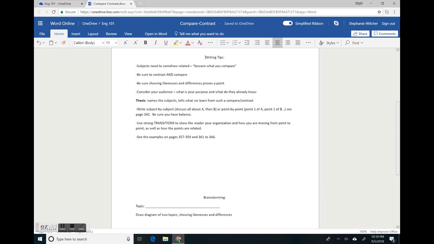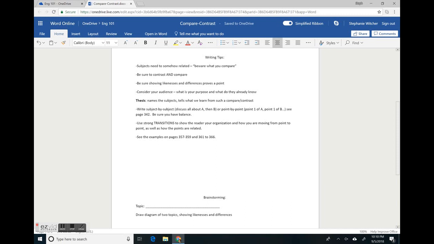Okay. Also, you need to consider your audience. What is your purpose? Are you convincing us that these are the likenesses and differences, or are you informing us? And please remember that we do already know things. Please do not write this about the difference between dogs and cats. I think we all understand that there are differences between dogs and cats. All right, so let's make this a little more intellectual. Don't talk to us as if we don't know anything, because we do. All right, so be very careful with who your audience is.